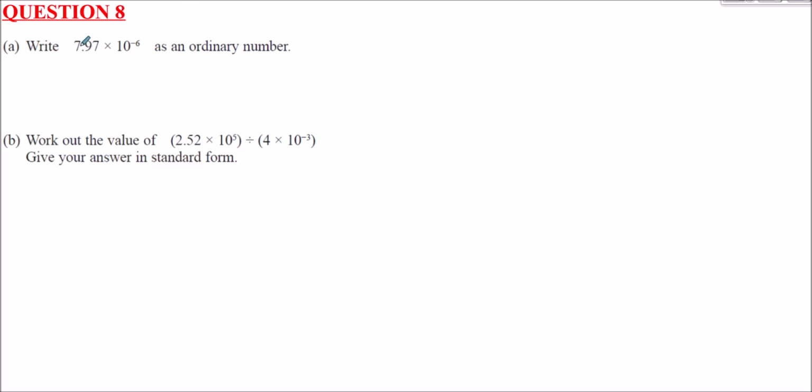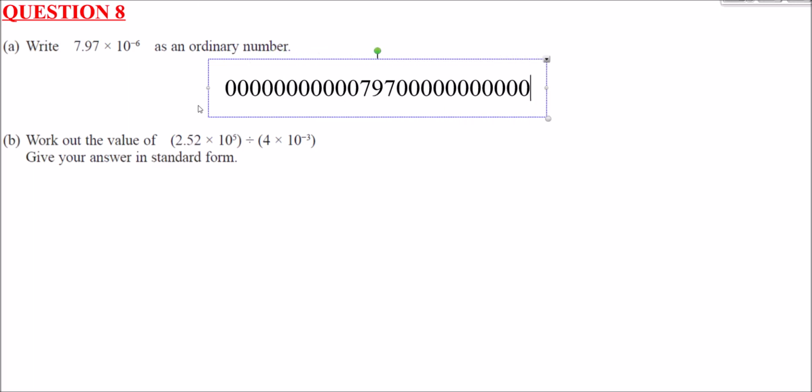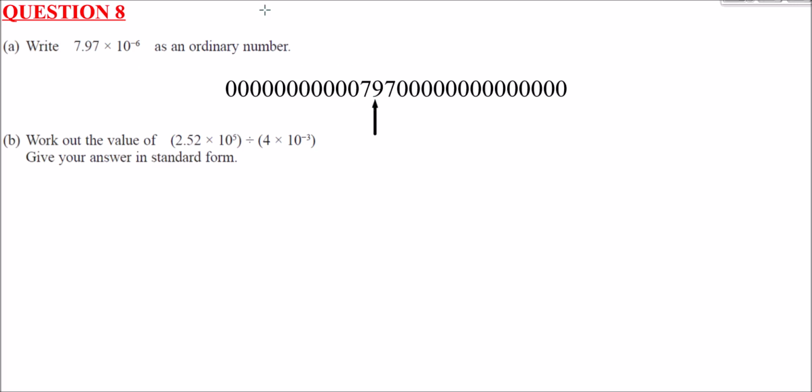I'll show you two different ways of thinking about it. I'm just going to write out the number as it looks with zeros either side, and I'll explain in a while what this means. So 797, some zeros that side as well. Don't worry if this is making you think, what is he doing? It will make sense. Currently the decimal is here, in between the 7 and the 9. Minus 6 means it's going to move that decimal 6 places to the left, 6 places in the negative x direction. So it's going to jump 1, 2, 3, 4, 5, 6.